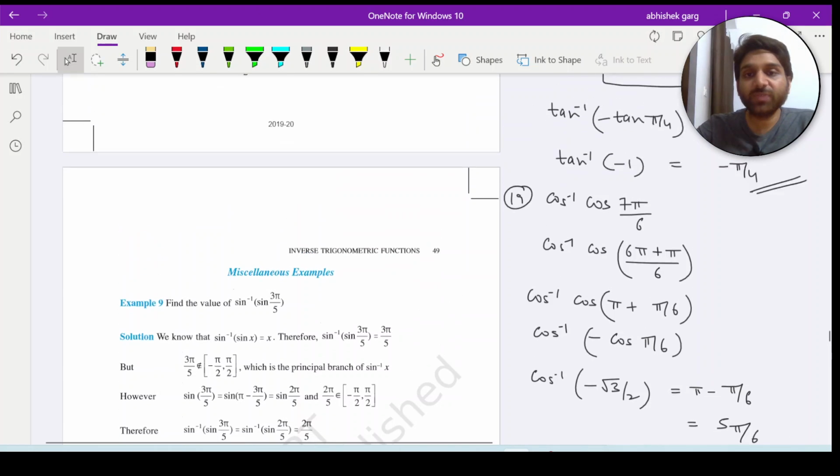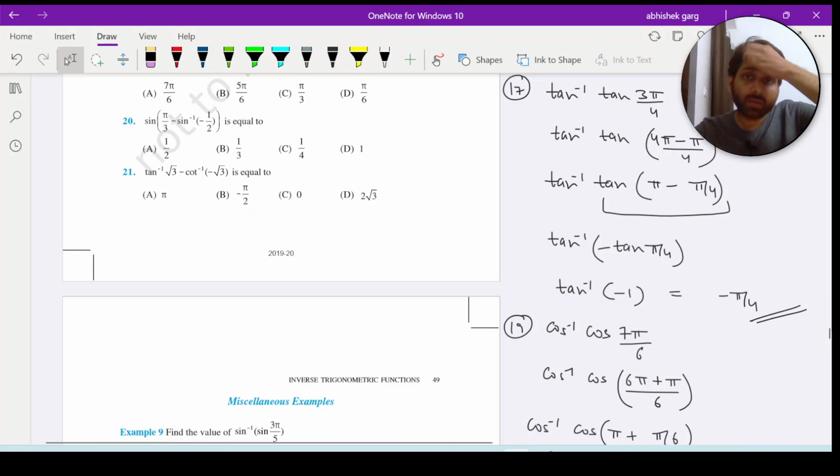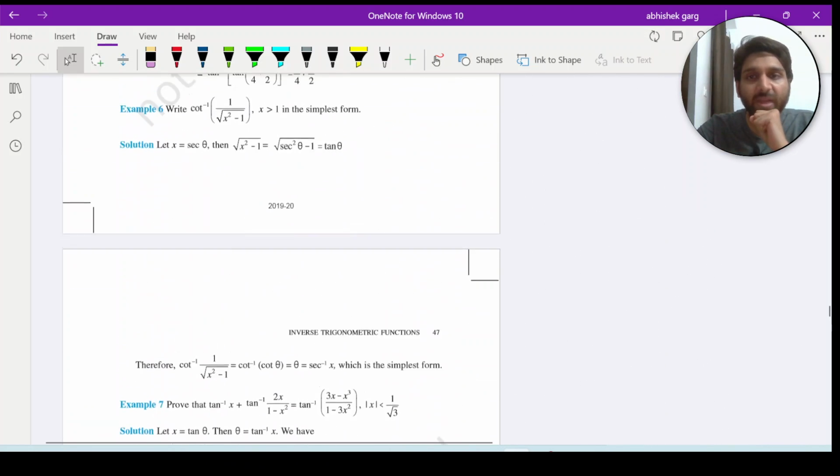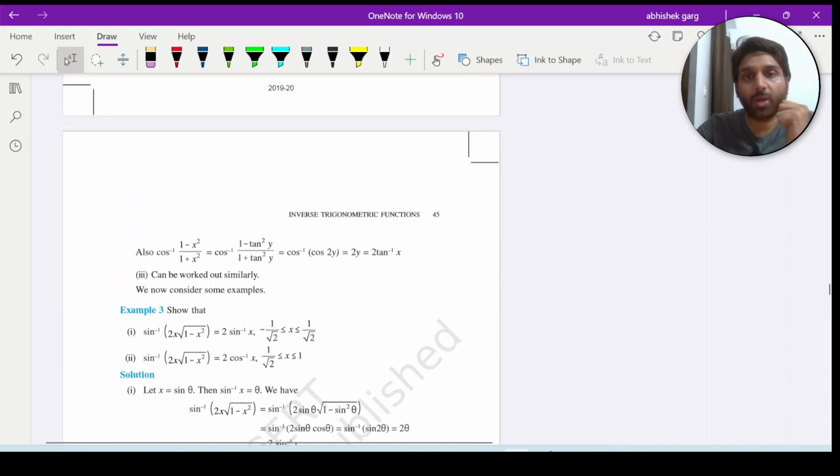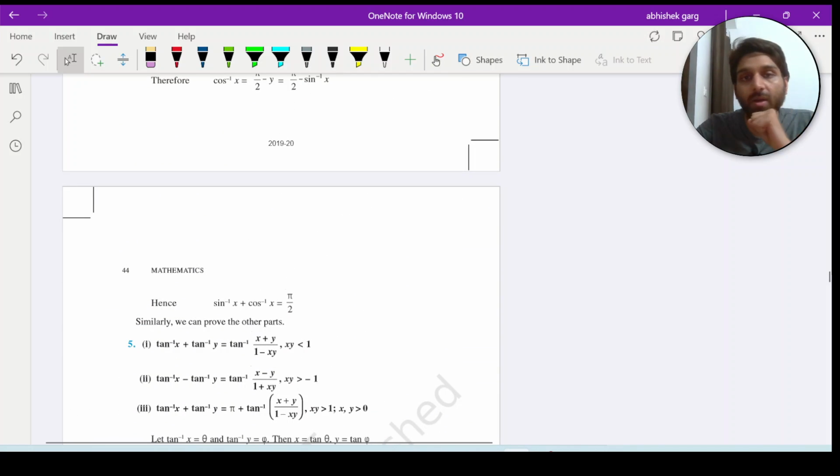Alright, so that's all for this video. So we have finished the properties of inverse trigonometric functions to find the values of sine inverse sine theta, cosec inverse cosec theta, tan inverse tan theta, and so on.